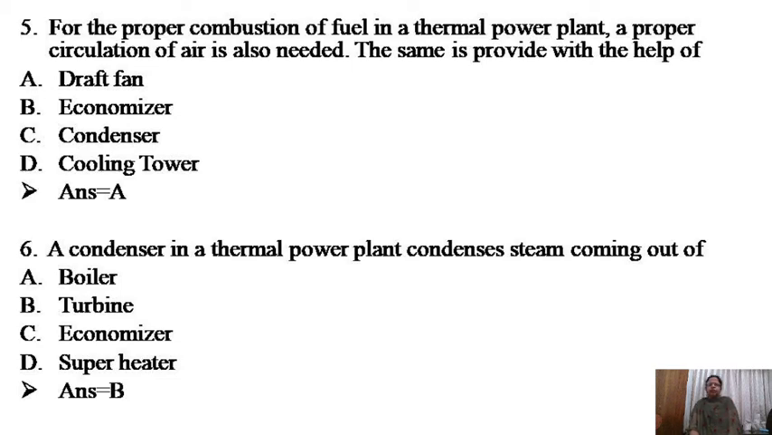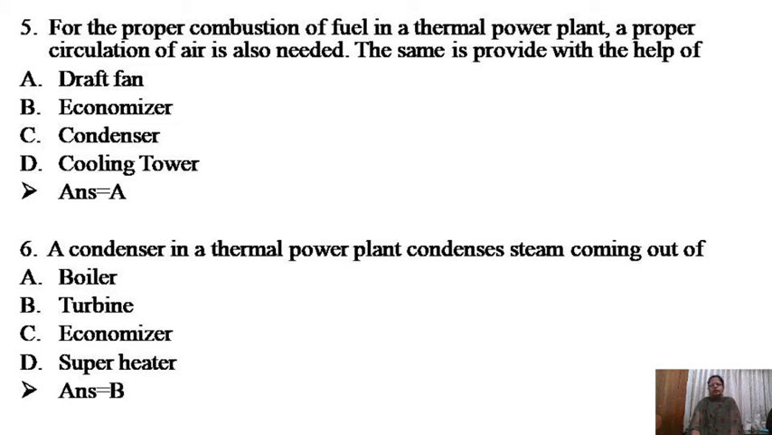Fifth one: for the proper combustion of the fuel in a thermal power plant, a proper circulation of air is also needed. The same is provided with the help of option A, draft fan; option B, economizer; option C, condenser; option D, cooling water. For the proper combustion of the fuel in a thermal power plant, a proper circulation of air is also needed. The same is provided with the help of a draft fan.